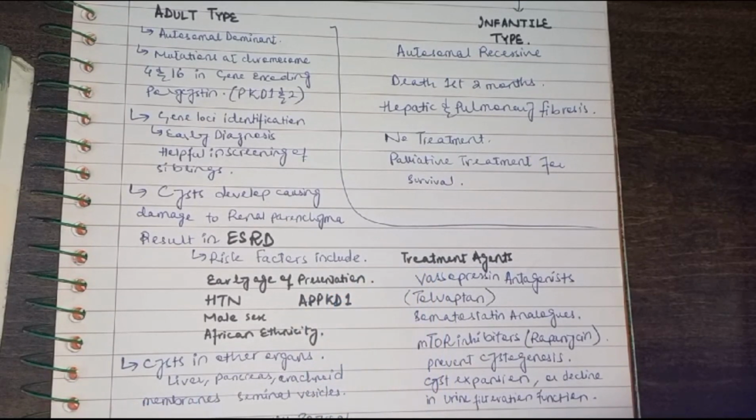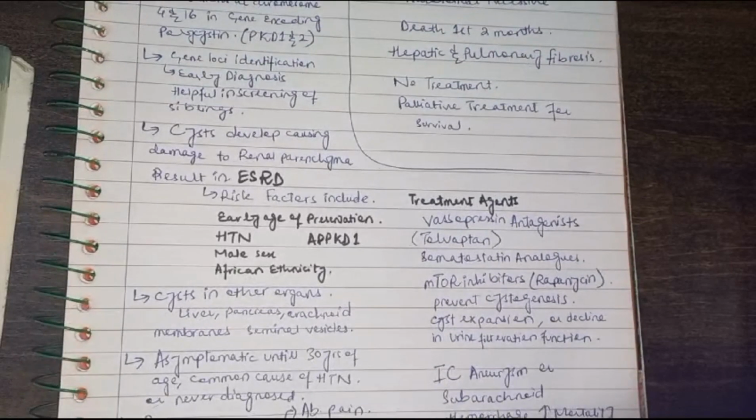Cysts can also occur in other organs such as the liver, pancreas, arachnoid membranes, and seminal vesicles in males. This disease is asymptomatic until 30 years of age, and it is a common cause of hypertension in young individuals. It can also be diagnosed in the early 20s or late 20s. But the important thing is that there should be good blood pressure control to prevent renal failure in late stages.